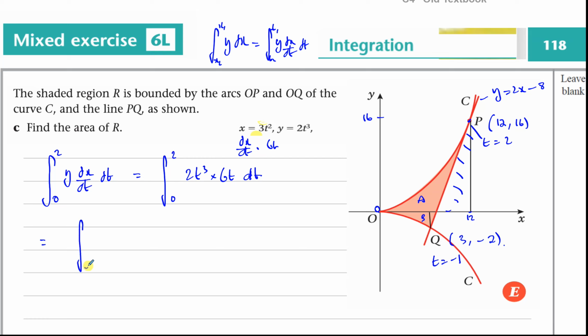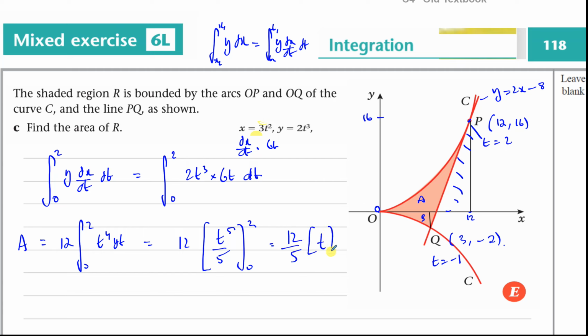So I have between 0 and 2. This is going to give me 12, I'll write the 12 outside here, times t to the power 4 dt. So that's the area A, which is going to give me 12, and then I've got my limits. I have t to the power 5 over 5, which is 2 and 0. So I can write this as 12 over 5 times t to the power 5, and my limits are 2 and 0.